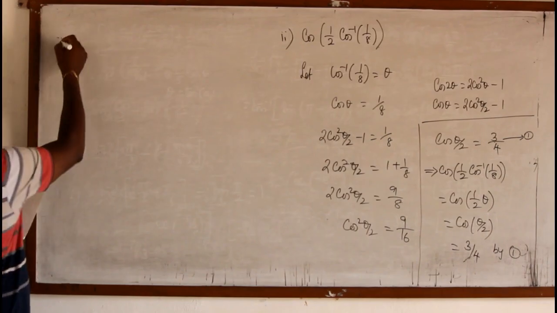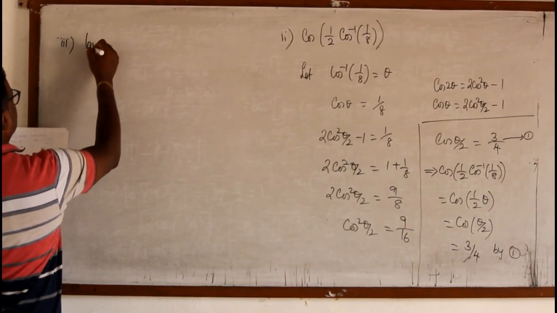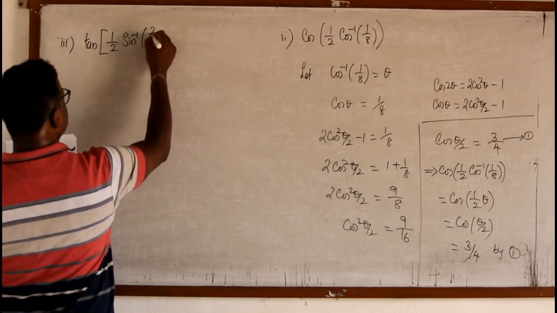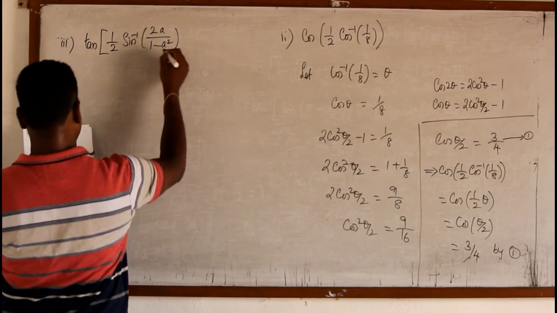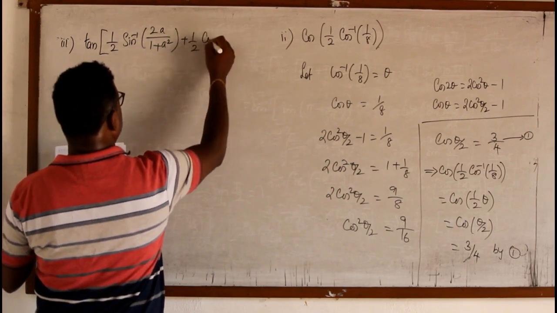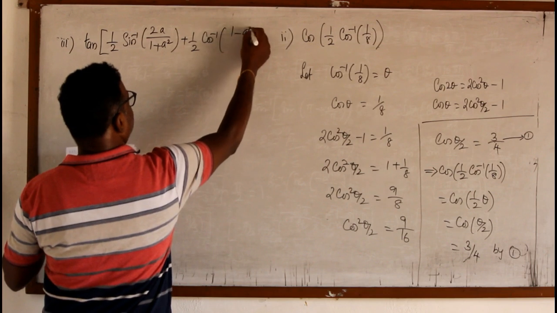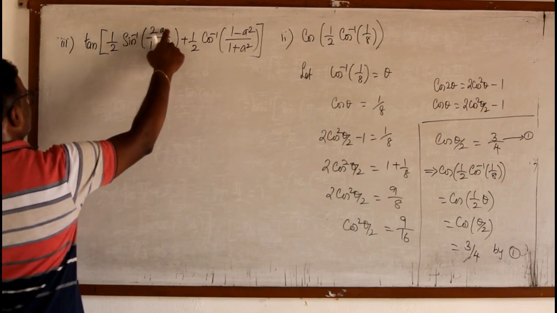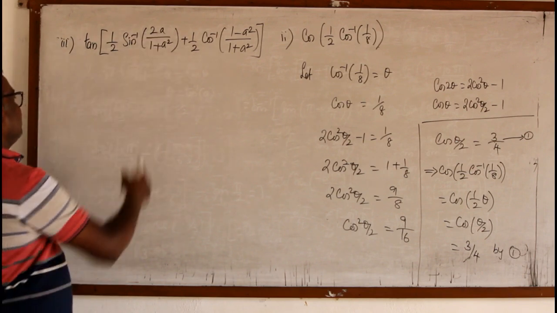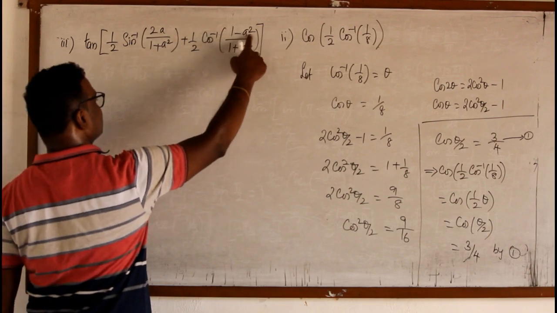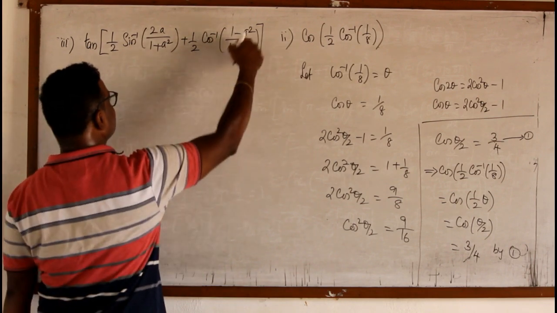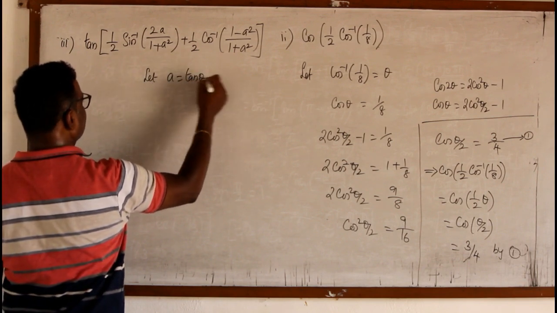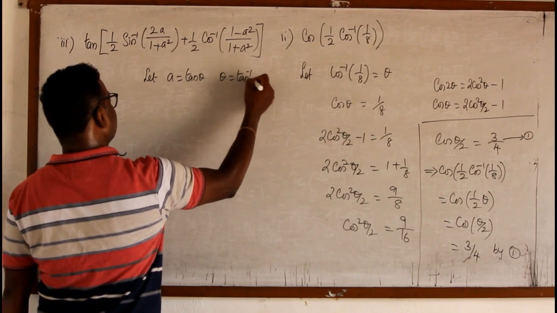Third problem. Find tan of 1 by 2 sin inverse of 2a by 1 plus a square plus 1 by 2 cos inverse of 1 minus a square by 1 plus a square. This is 2 tan theta by 1 plus tan square theta, which is sin 2 theta. 1 minus tan square theta by 1 plus tan square theta is cos 2 theta. Therefore, let me take a as tan theta, then theta is tan inverse of a.